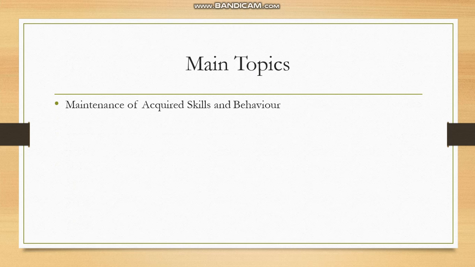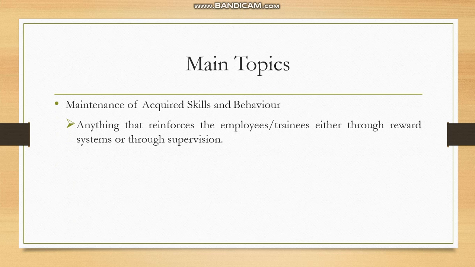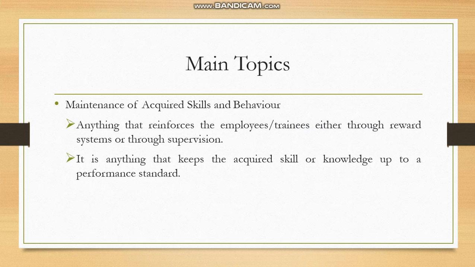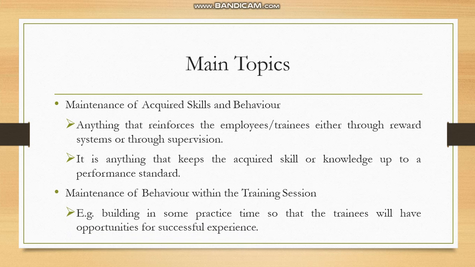We also have maintenance of acquired skills and behavior. Basically, what this means is the behavior during the training which reinforces the employees or trainees, either through reward systems or through supervision. So you try to reward your learners so that they maintain what they've learned. Also, it is anything that keeps the acquired skill or knowledge up to a performance standard. And maintenance of behavior within the training session. This is within the training session, like building in some practice time so that trainees will have opportunities for successful experience.